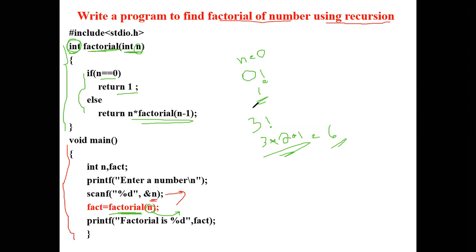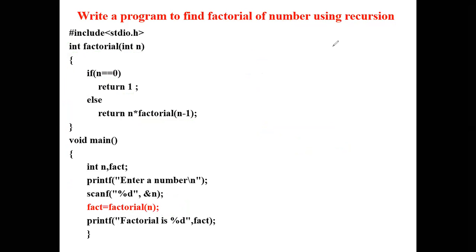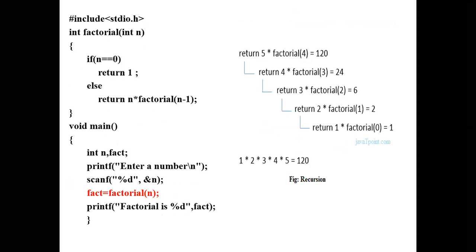Let's look into this program with an example. This is a sample program output. We are entering a number 3 and we are getting the result, factorial is 6. Let's understand this program.